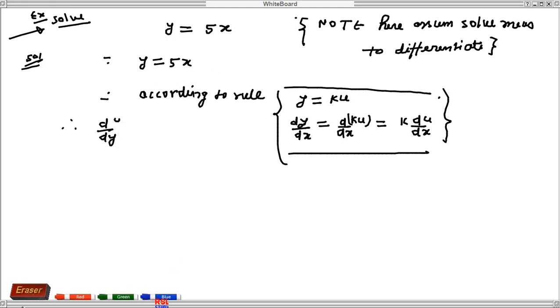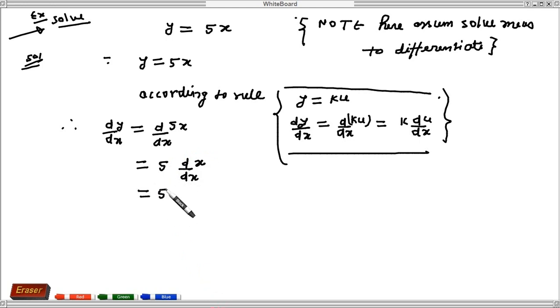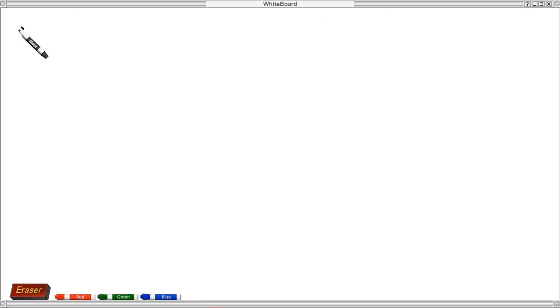So d/dx of y, hence d/dx of y equal to d/dx of 5x. Since y equal to 5x, 5 will come out and d/dx of x will be 1 clearly. 5 into 1 will be 5, since d/dx of x is 1. So in this way we have found the answer 5.